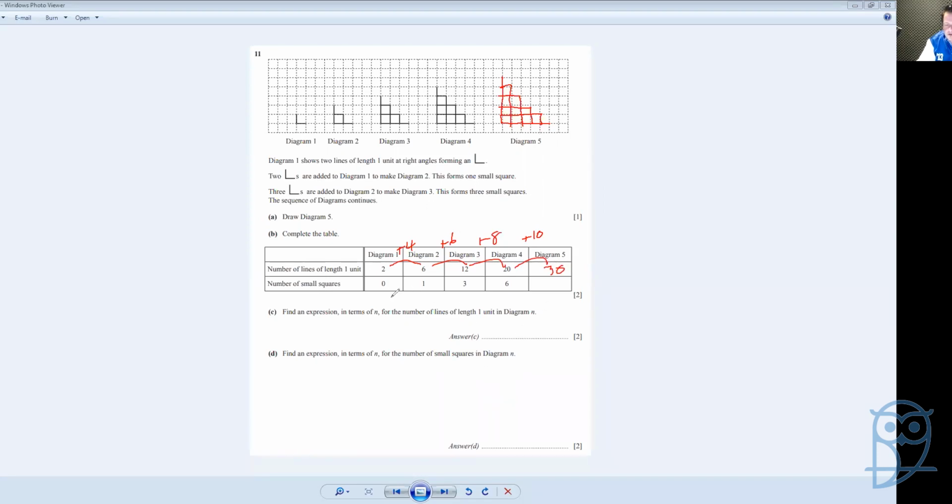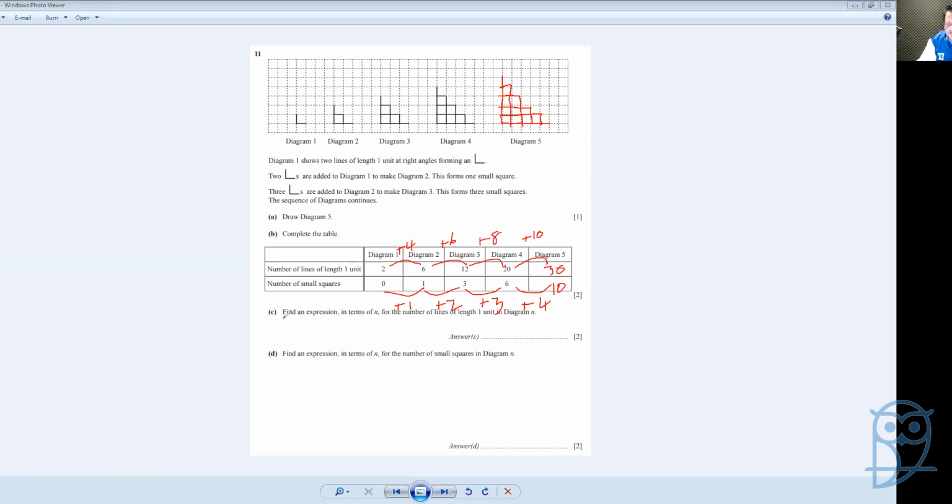And the number of small squares, well, we'll add 1, we add 2, we add 3. Very clear for us to see what we're going to do. So we add 4, and we get 10. So let's count our squares. 1, 2, 3, 4, 5, 6, 7, 8, 9, 10. Looking good.